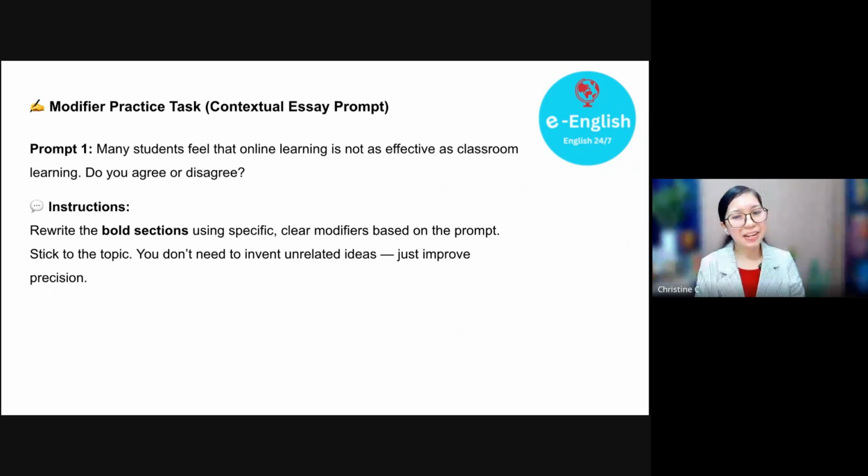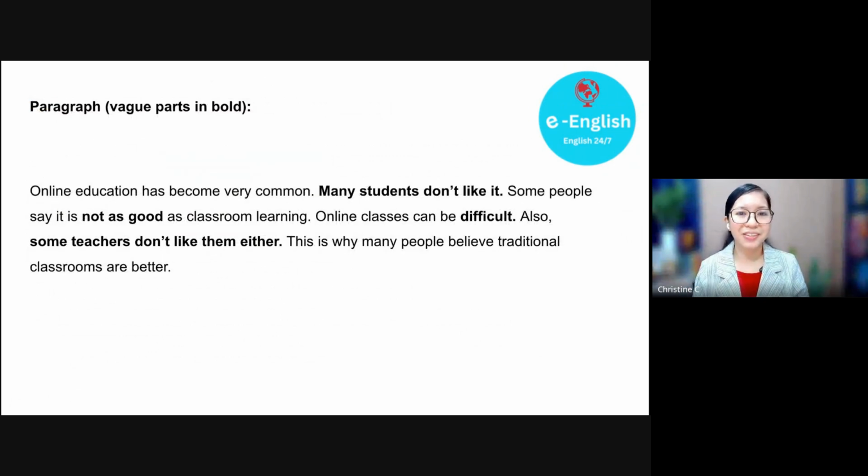All right. In the next page, I'll show you an essay, okay, in which the words in bold are not specific. They are too vague, they're too general. Your task is to make them clearer, to make them more precise by changing or expanding or adding modifiers. Okay? The writing prompt is many students feel that online learning is not as effective as classroom learning. Do you agree or disagree? Here is the sample writing.